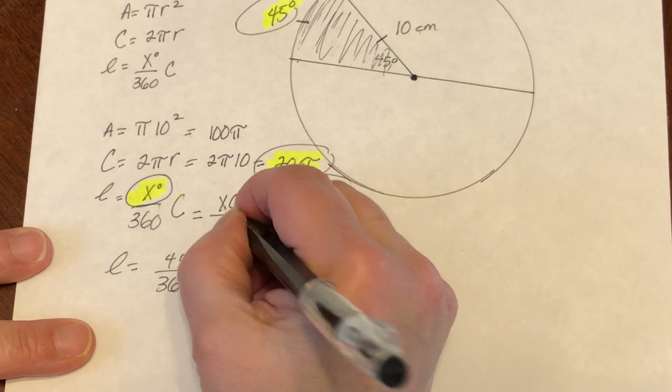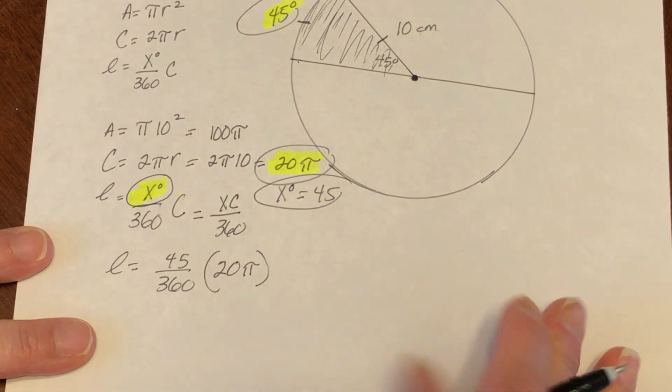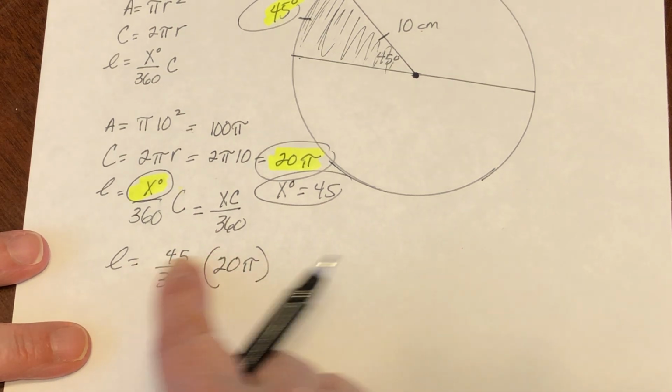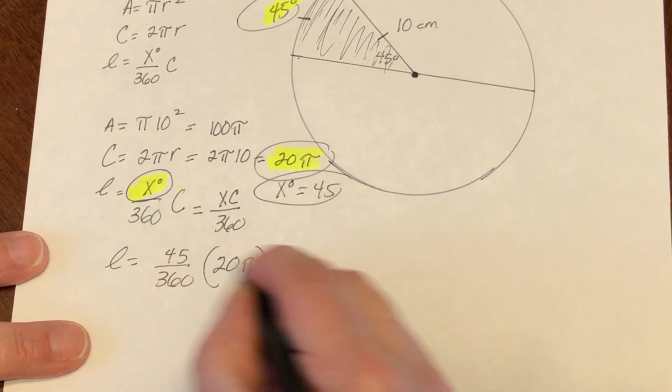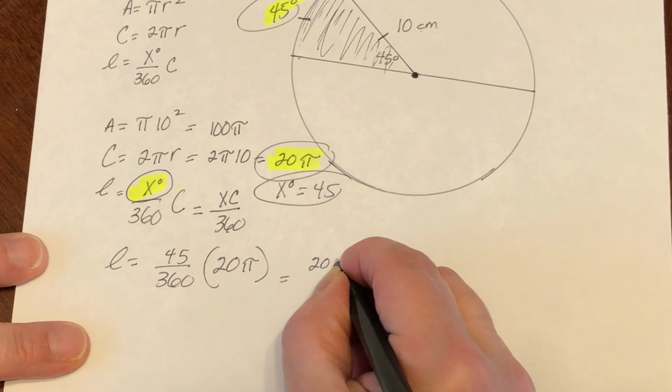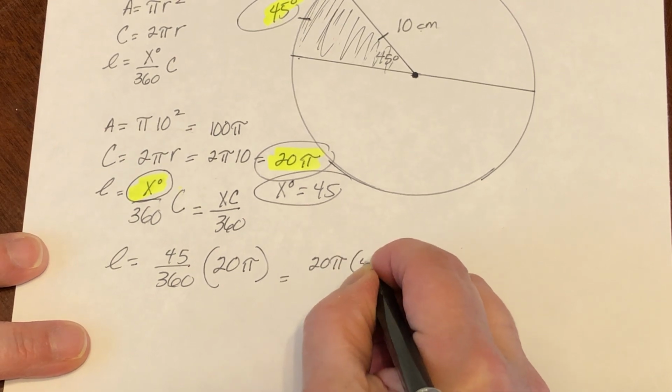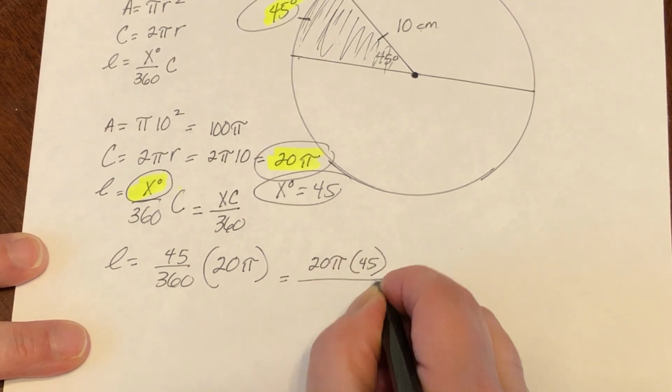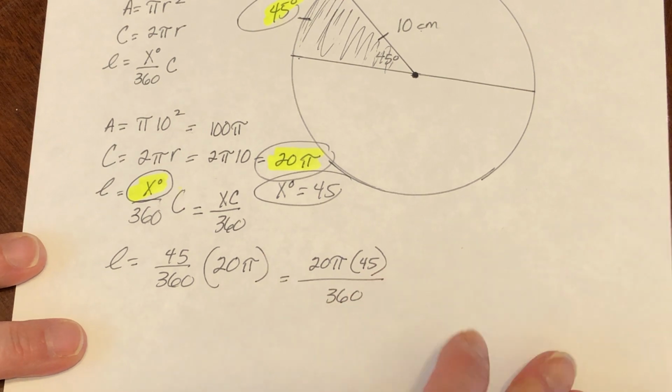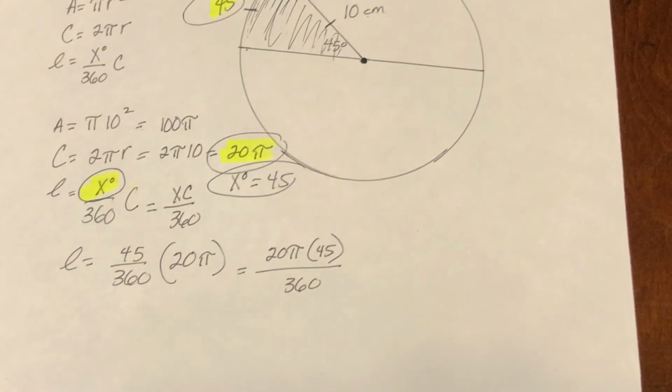X times the circumference divided by 360. That makes it a little bit simpler. Let's put that here so we can put it in our calculator. This is the same as saying 20 pi times 45 all over 360. So let's put that in our calculator.